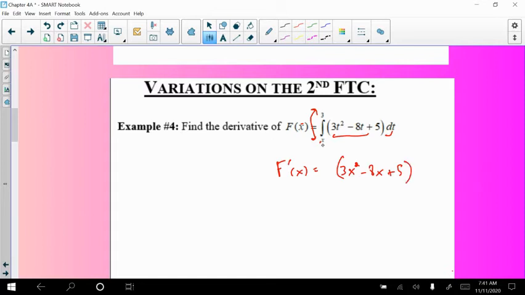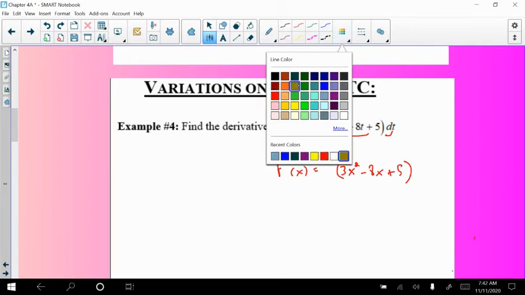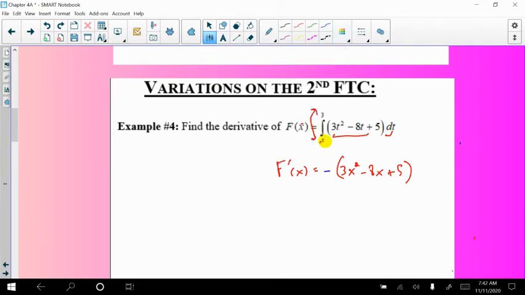But because my bound is backwards, right? My variable's down here, that changes my antiderivative, or the derivative of the antiderivative, so that it becomes, I'll use blue here, negative. So it's the opposite of that. And you could simplify if you want to distribute that negative, certainly do that. So there's your derivative expression.